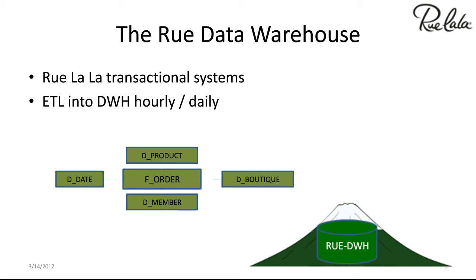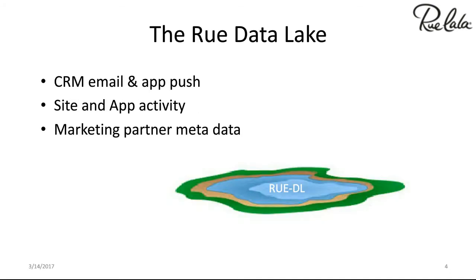As the business matured and our analytics evolved, what we realized that we were missing was the data that was not so easy to capture. And so in early 2015, we looked at the maturing landscape for big data. We selected a Hadoop platform, and we introduced the Ru Data Lake. And what we captured here is the non-traditional transactional data.